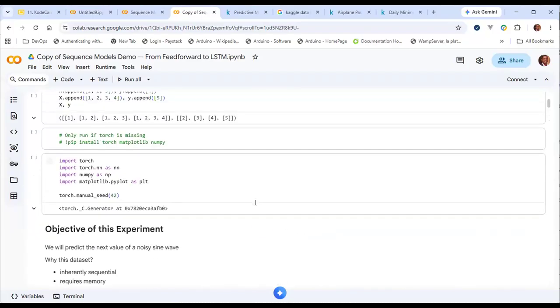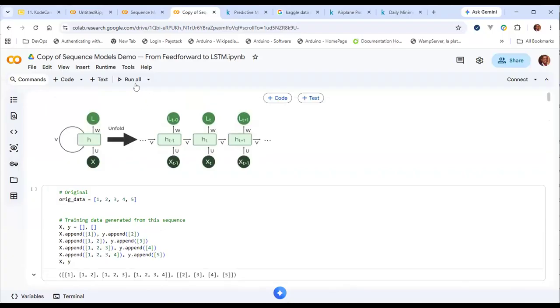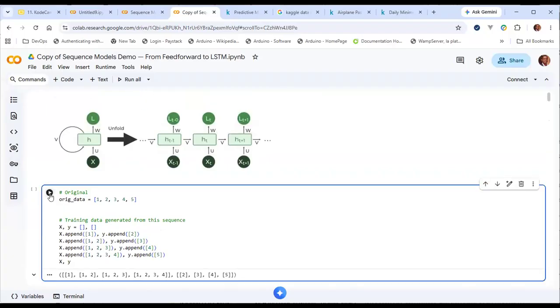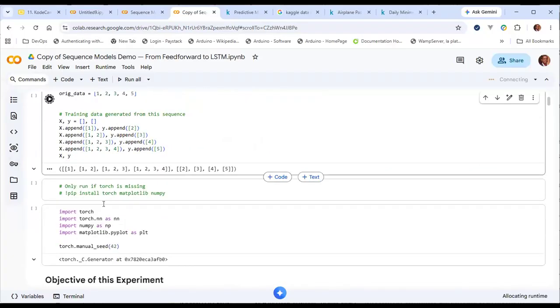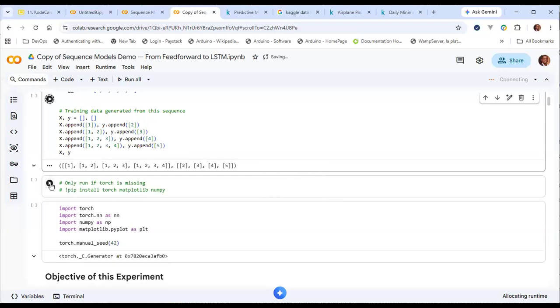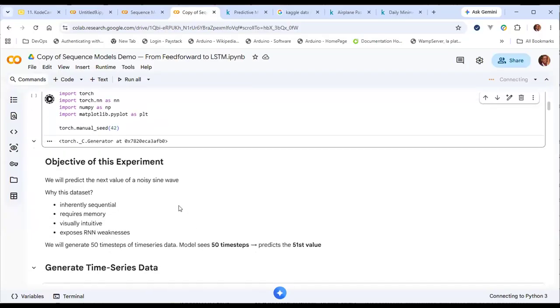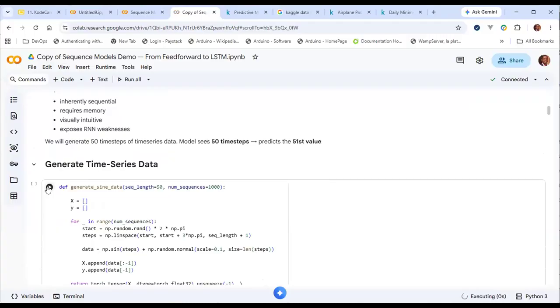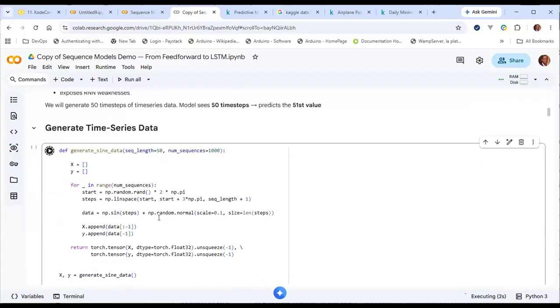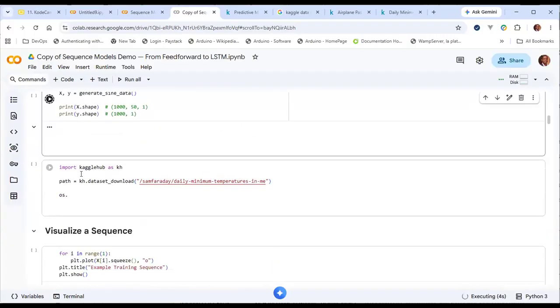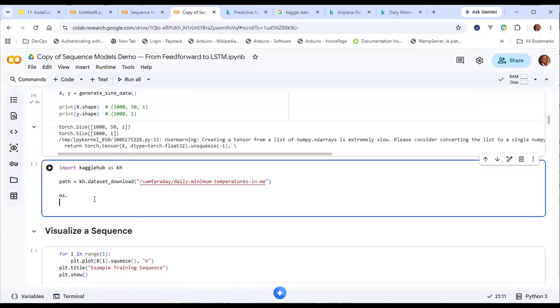But let's start from the top again. Remember, in sequential data there are two ways: you can have a fixed window approach, or a variable length sequence where you do padding. But I'm not going to do that one now, because that one is a bit complicated.